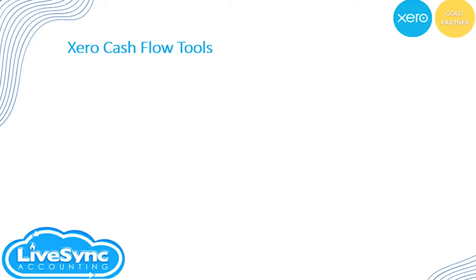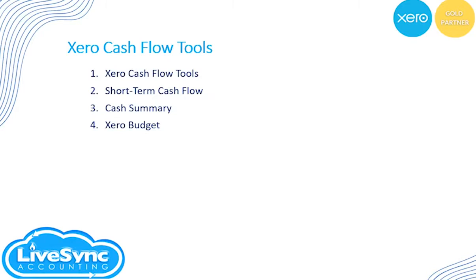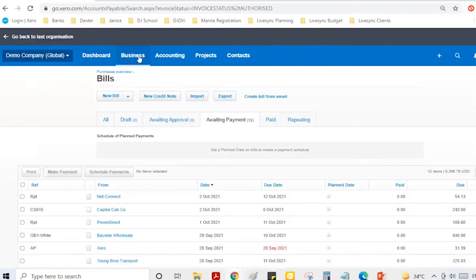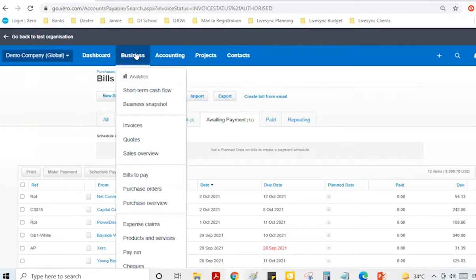Now, Xero cash flow tools. Here we have the first cash flow tools: short-term cash flow, cash summary, Xero budget, and indirect. I'll show you one by one now. For Xero short-term cash flow, you would see this one here in your business menu.